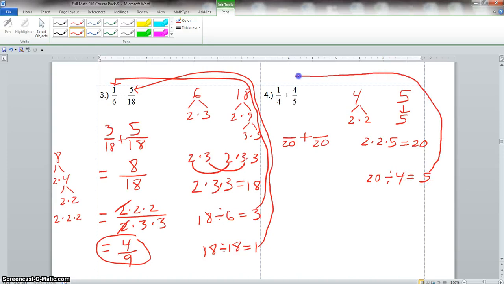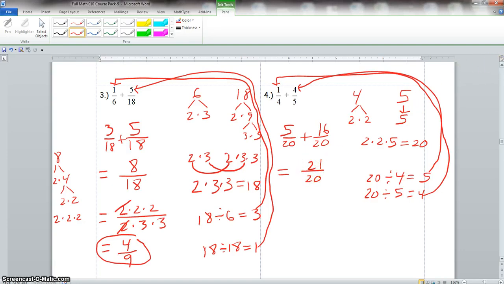So we would take this 5 and multiply by this 1. 5 times 1 is 5. Now we take the new denominator divided by the old denominator. 20 divided by 5 is 4. So we would take this 4 and multiply it by this numerator here. 4 times 4 is 16. Now we have 5 20ths plus 16 20ths. Our denominator would stay 20, and 5 plus 16 is 21.